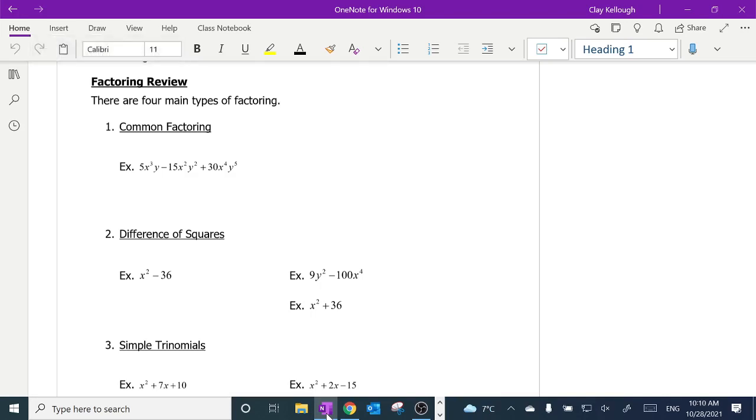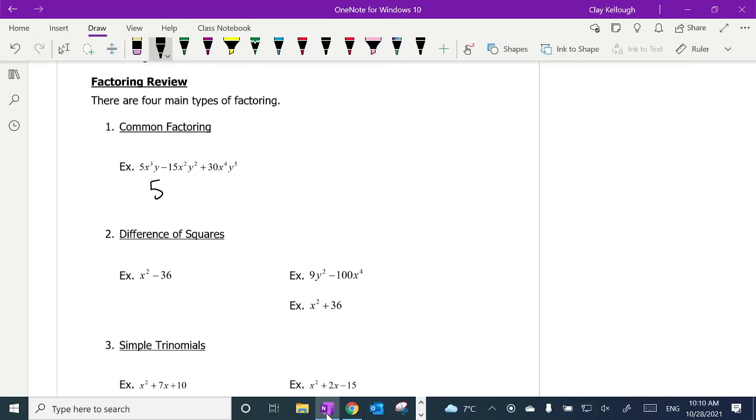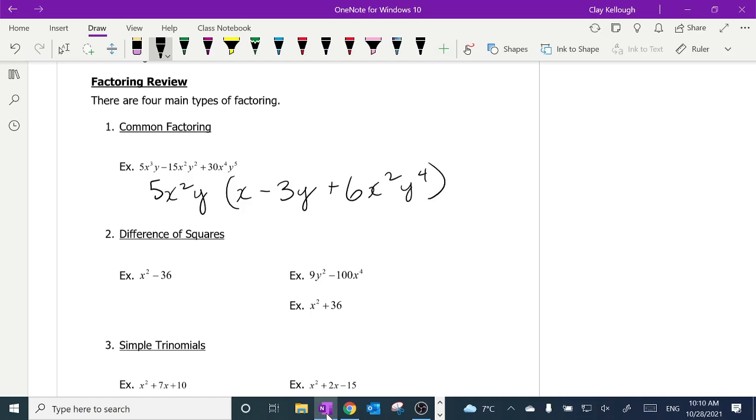You should be able to look at this and go, aha, there's a common factor of 5, a common factor of x squared, and a common factor of y, leaving behind 1x, 3, and another y, plus 6, x squared, and y to the 4. So that's always, they put this as number 1 for a reason. The first thing you should look for when you're factoring is a common factor.